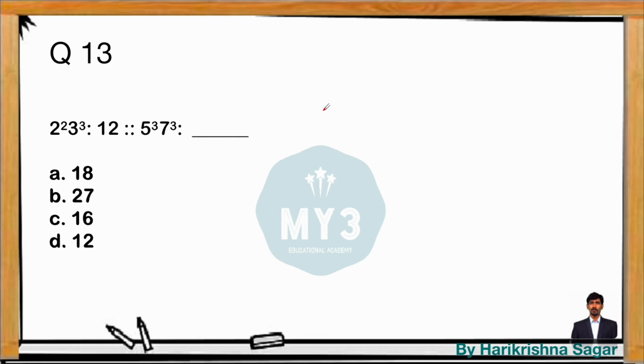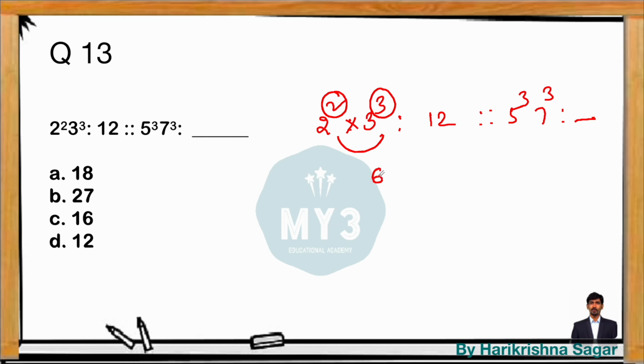Next question. 2 square 3 cube. 2 square into 3 cube is 12. Then 5 cube into 7 cube will be what? That is the question. So you can observe the powers. If you observe, this is 2 and 3. 2 into 3 is 6 and 6 into 2 is 12, and 3 into 3 is 9. 9 into 2 is 18. Mark it as the answer.